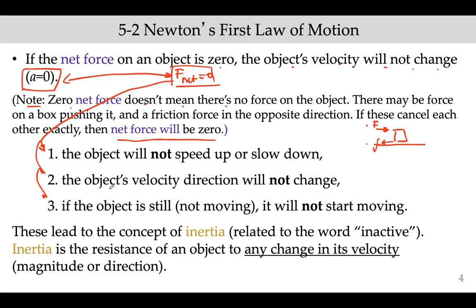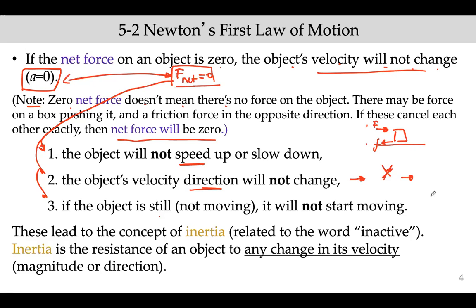The other thing is the object's velocity direction will not change. So, for example, if the object is going in the positive x direction and there's no net force, it will not turn. It cannot. It will always go in the positive x direction with the same magnitude. Remember, velocity is a vector. It has the magnitude, which we call speed, and it also has a direction. So when we say velocity will not change if F net is 0, we mean both the speed and the direction will not change. And also, if the object is still, meaning not moving, it will not start moving.